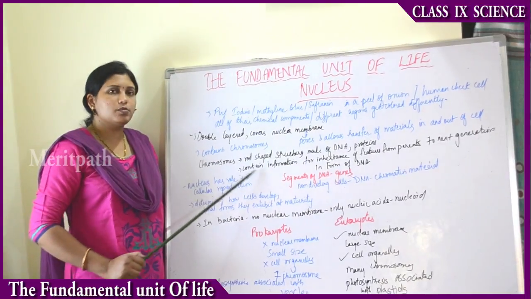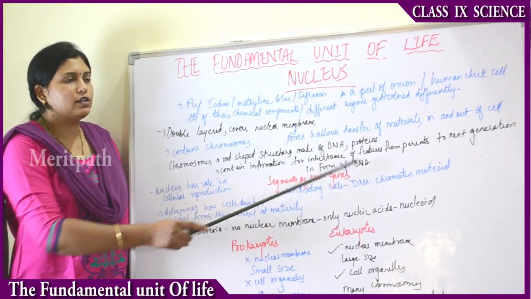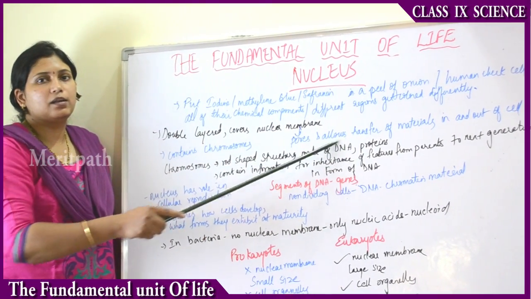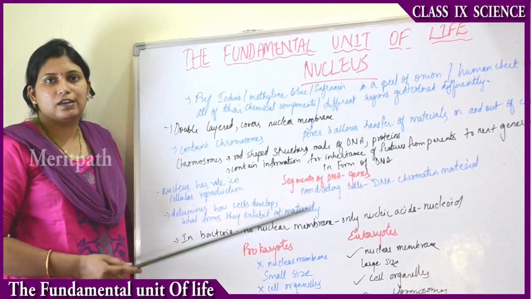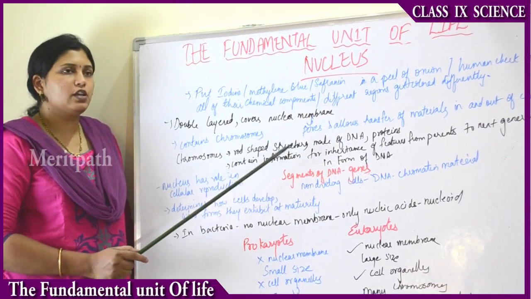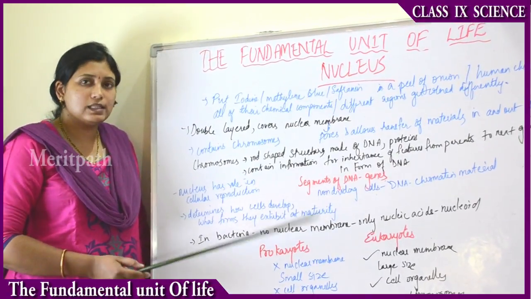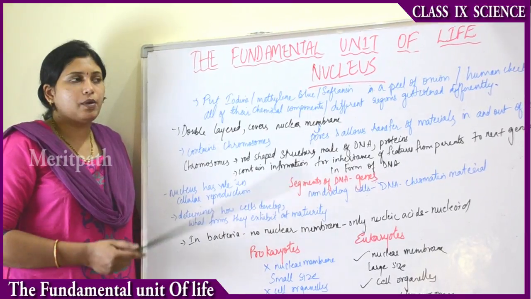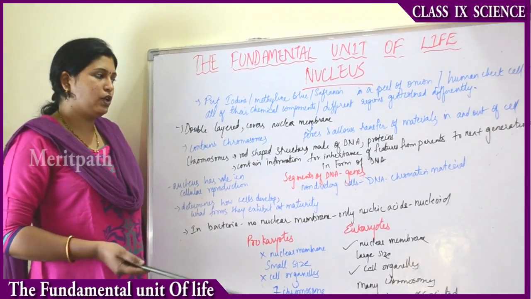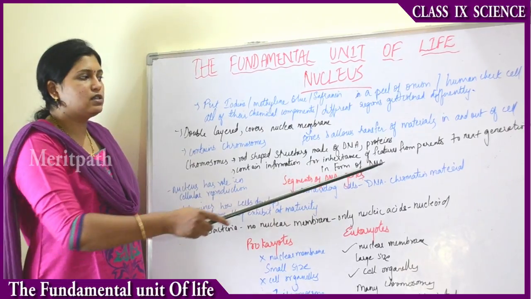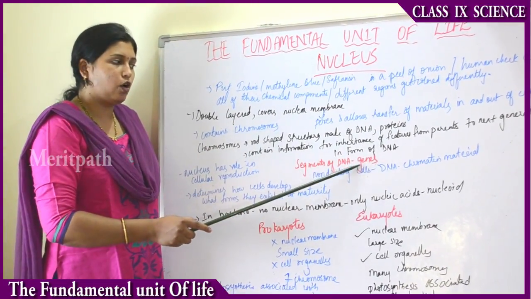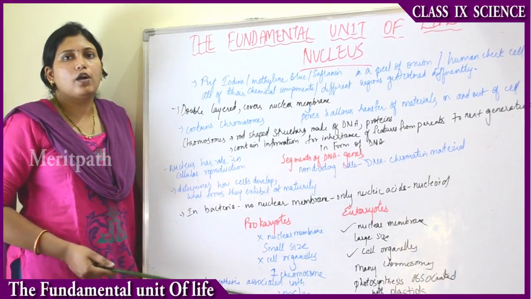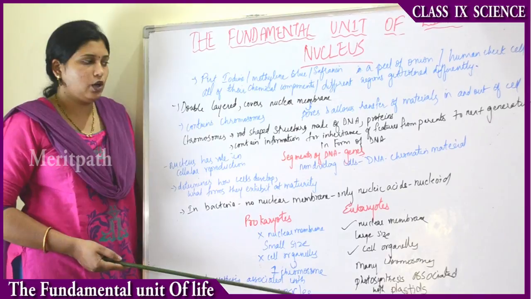Chromosomes contain information for inheritance of features from parents to the next generation in the form of DNA. This DNA determines what characteristics will come from parents to children. Many segments of DNA together are called genes. These genes tell you what characters you have got from your parents or grandparents, what all you have acquired.